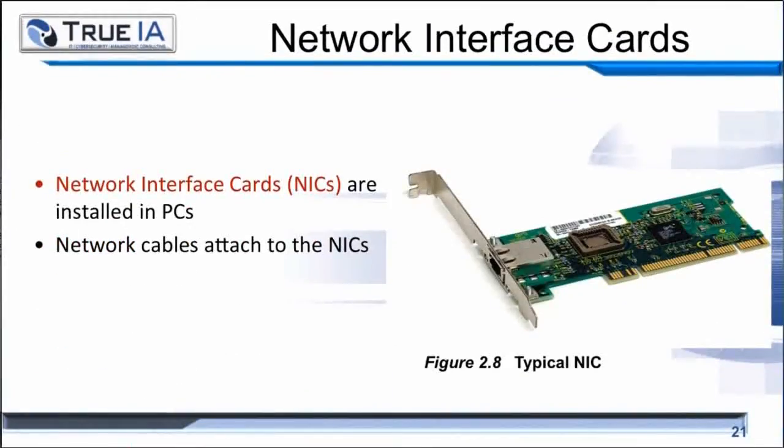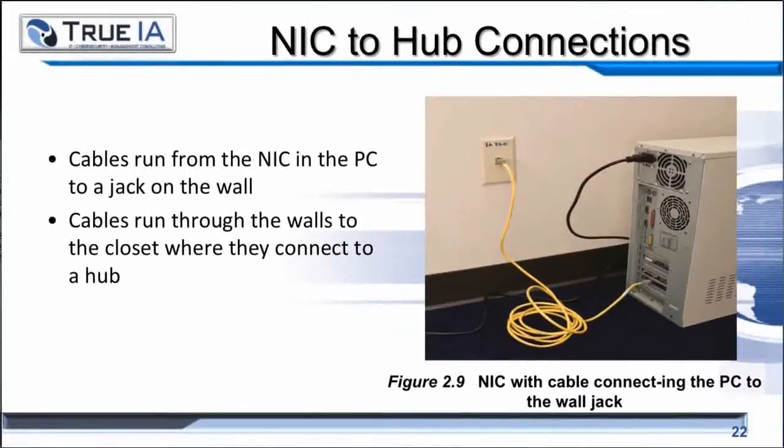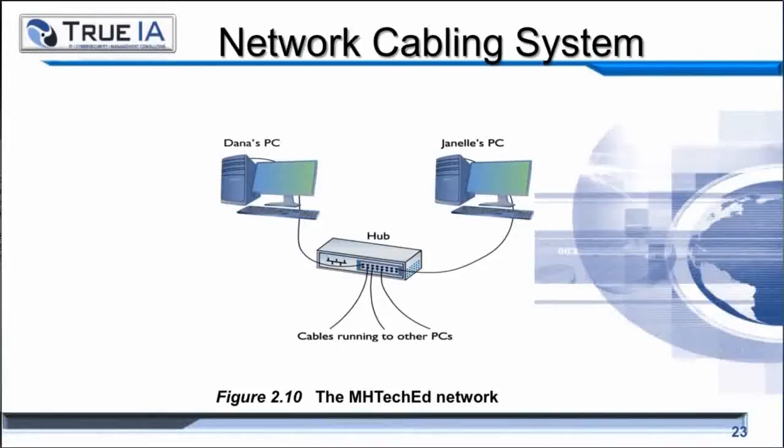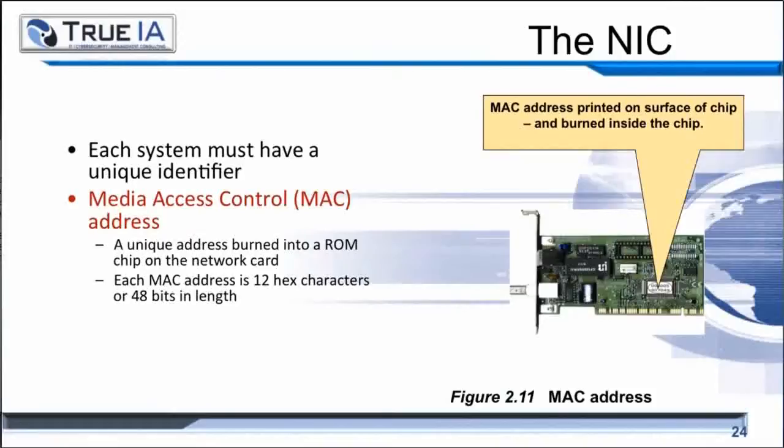Here's a look at a typical NIC. This is the device that your network cables are plugged into. The cable runs from the NIC in the PC to usually a jack on the wall. The cables run through the walls to a closet, and that closet connects to usually a switch or a hub. So understand that your NIC, like I said, is your physical address.